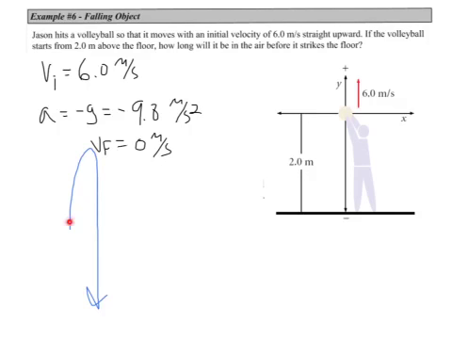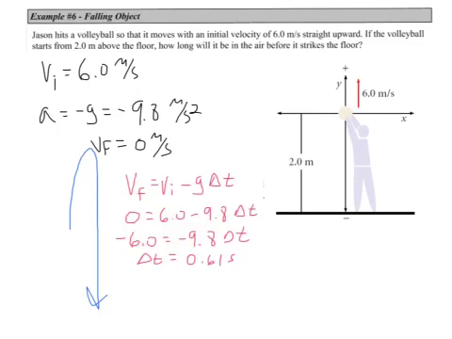We're going to have to look at this motion up first to this point where it's 0 meters per second. And then we'll have to look at this motion downward and figure out how long it takes to do this first, and then how long it takes to go back down. Okay? And then add those together.